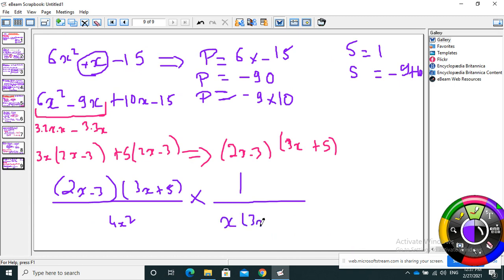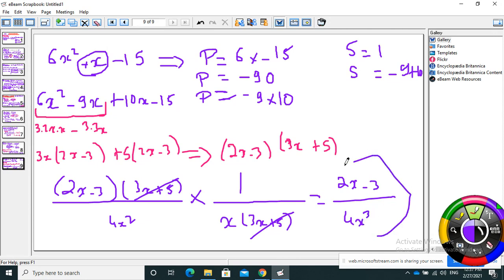That's it. And then I can simplify it. I just have those two that I can simplify. So what I still have in my numerator, I just have 2x minus 3 over, I can multiply those, 4x squared times x, 4x cubed, and this is my final answer.